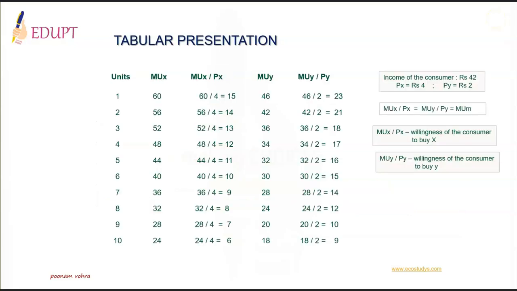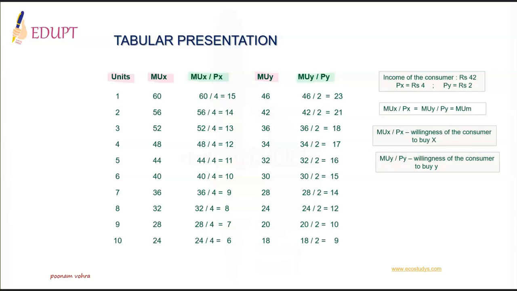Keeping in mind the equilibrium conditions and the assumptions made, let's now understand how the consumer allocates his income to get maximum level of satisfaction through this tabular presentation. Here, units consumed, marginal utility of X, marginal utility of Y are given and one can find the ratio of marginal utility to price of X and the ratio of marginal utility to price of Y.